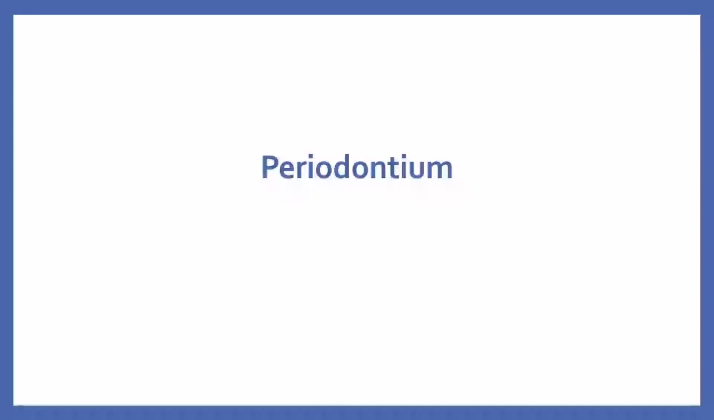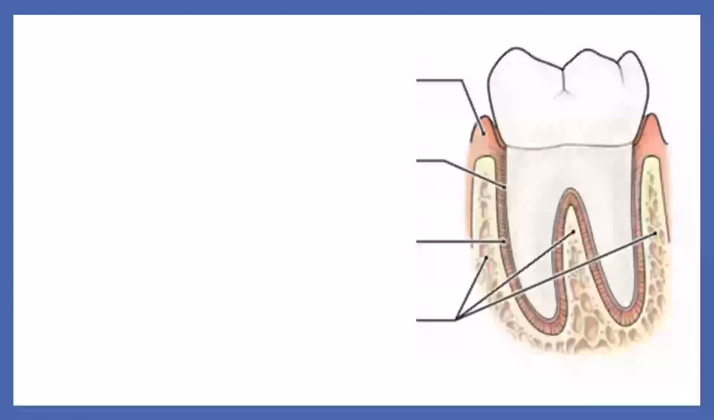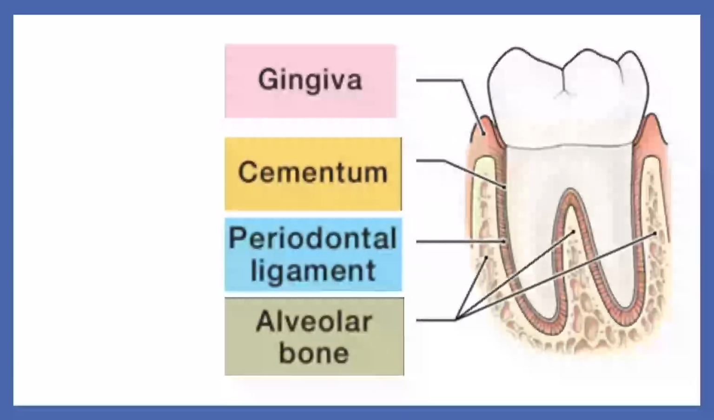The term periodontium is a combination of two Greek words, peri meaning around and odont meaning tooth. Therefore, it can be simply defined as the tissues investing around and supporting the tooth. The periodontium consists of four principal components: the gingiva, the cementum, the alveolar bone, and the periodontal ligament.